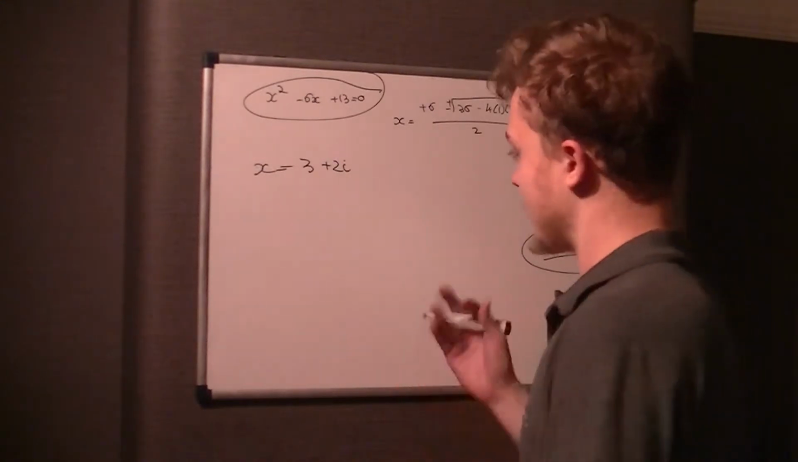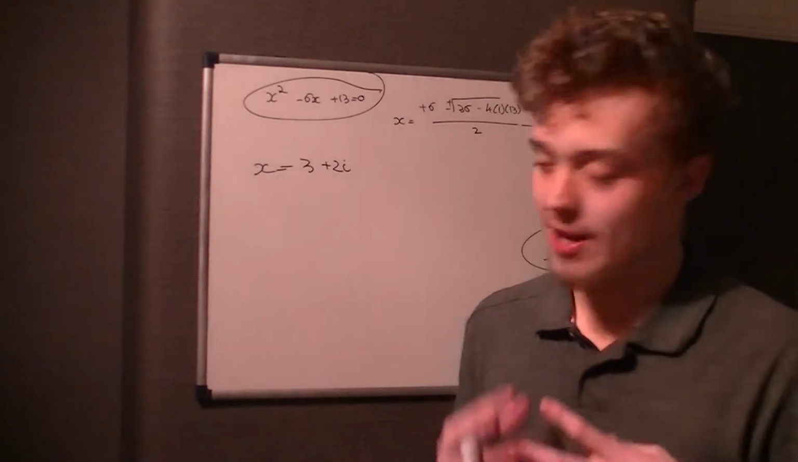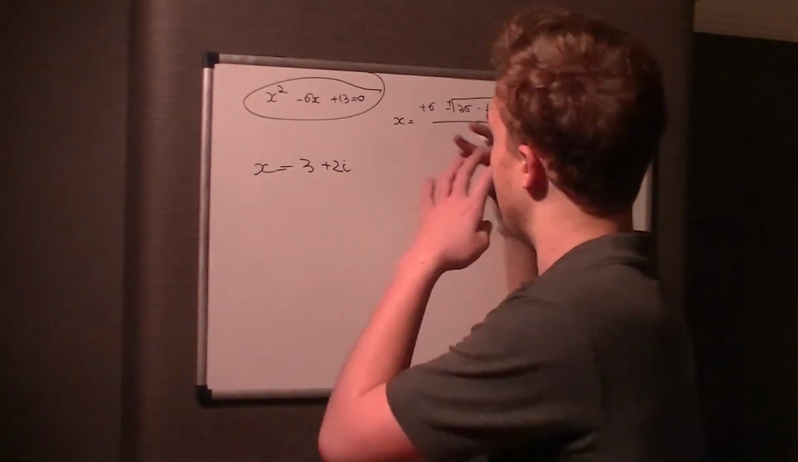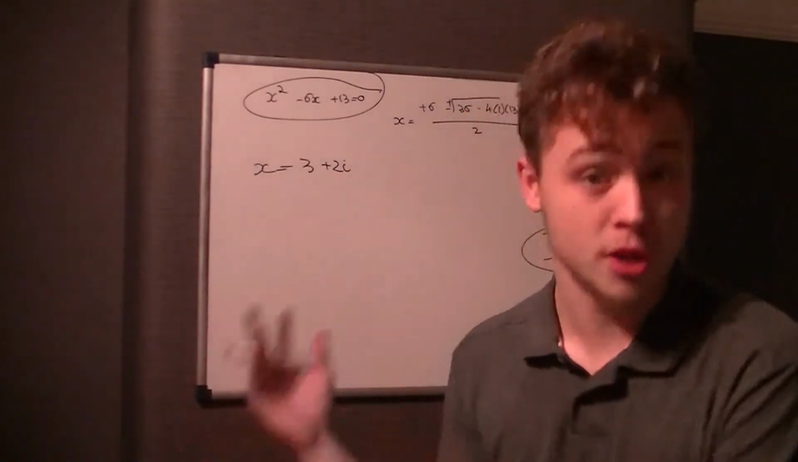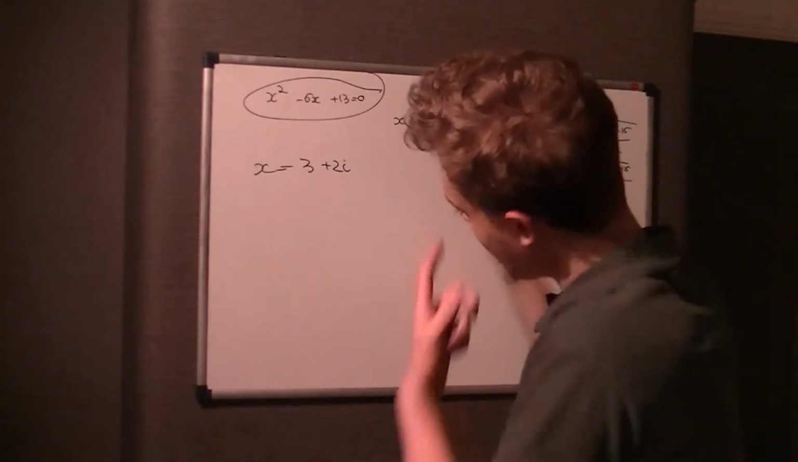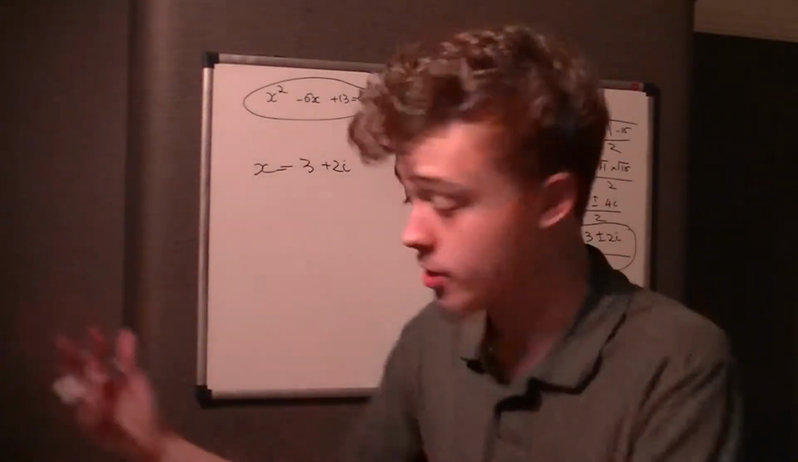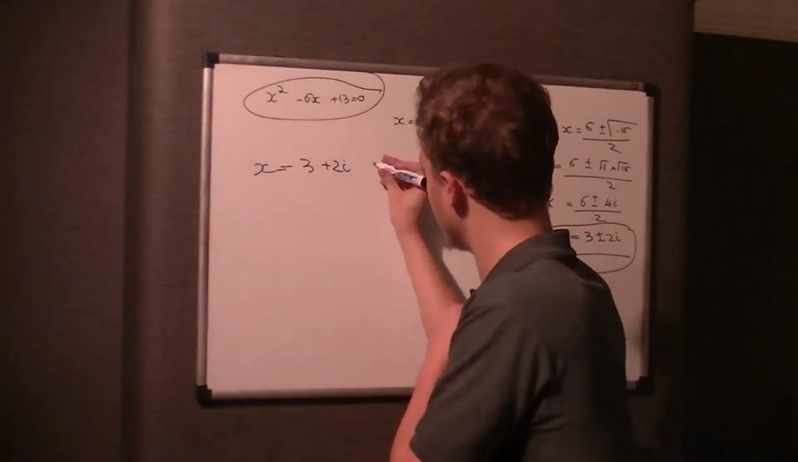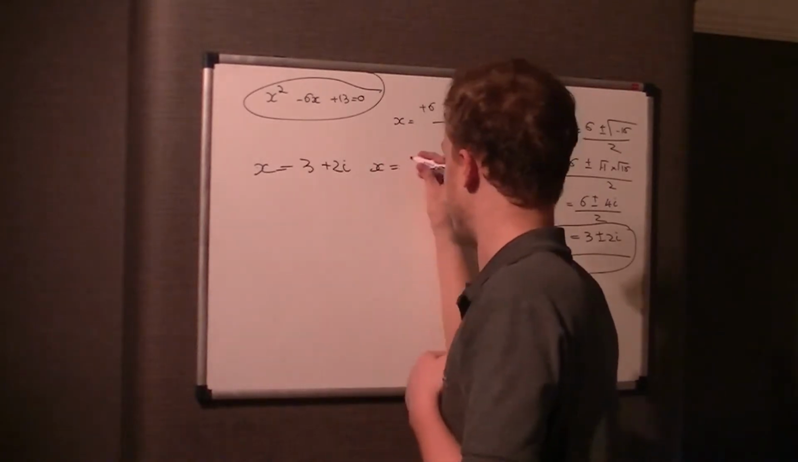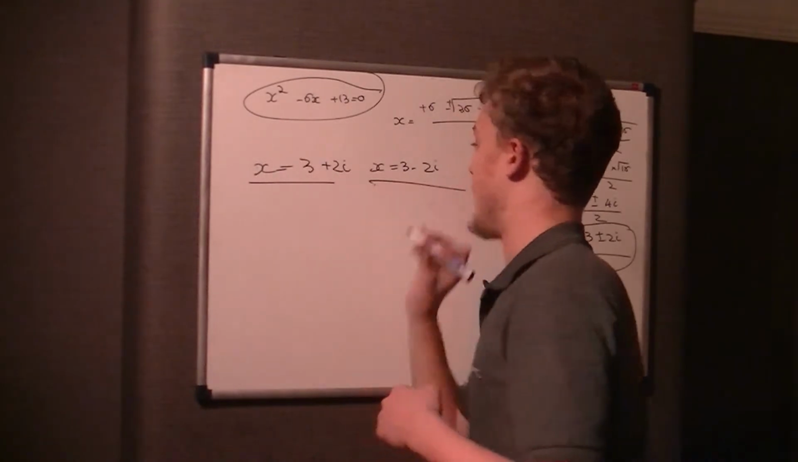Now, what we say is a complex conjugate pair is always the result of a quadratic which has an imaginary part to it, in terms of the square root of a negative. And a complex conjugate pair, remember, changes the sign in front of the imaginary number. So therefore, the other complex conjugate must be 3 take 2i, to give a complex conjugate pair.